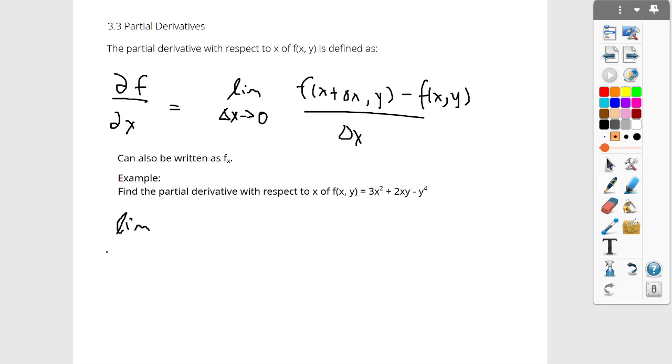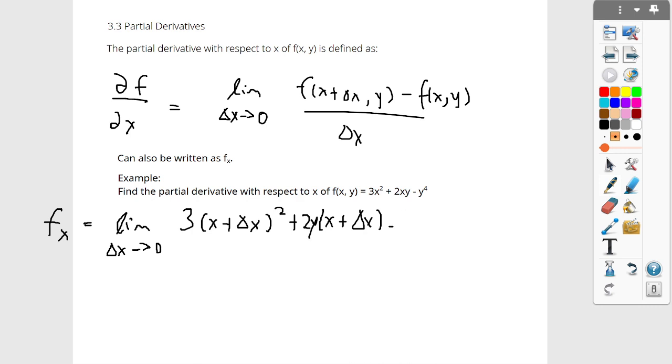We will have the limit as delta x approaches 0 of, so first of all, f sub x is equal to the limit as delta x approaches 0 of 3 times x plus delta x squared plus 2y times x plus delta x minus y to the fourth, minus 3x squared plus 2xy minus y to the fourth.